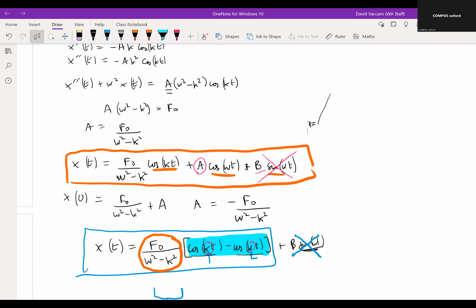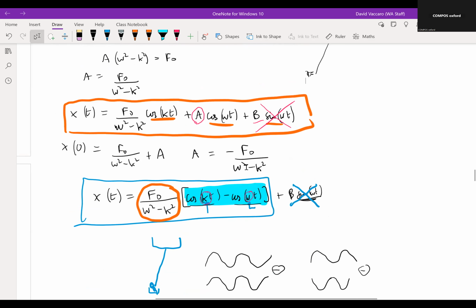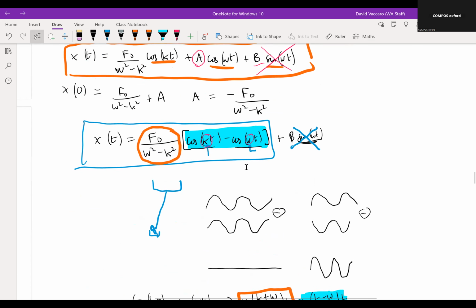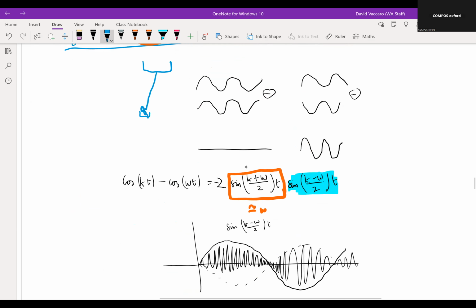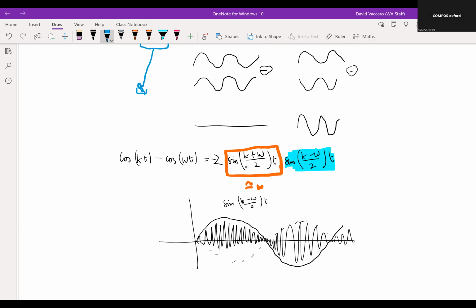Now, what I haven't paid attention to yet, so I've got this beat phenomenon, but what I haven't paid attention to yet is this term, the f naught over omega squared minus k squared. And that is going to be half the height of this wave, so the maximum amplitude. So this total amplitude here is 2 f naught over omega squared minus k squared.